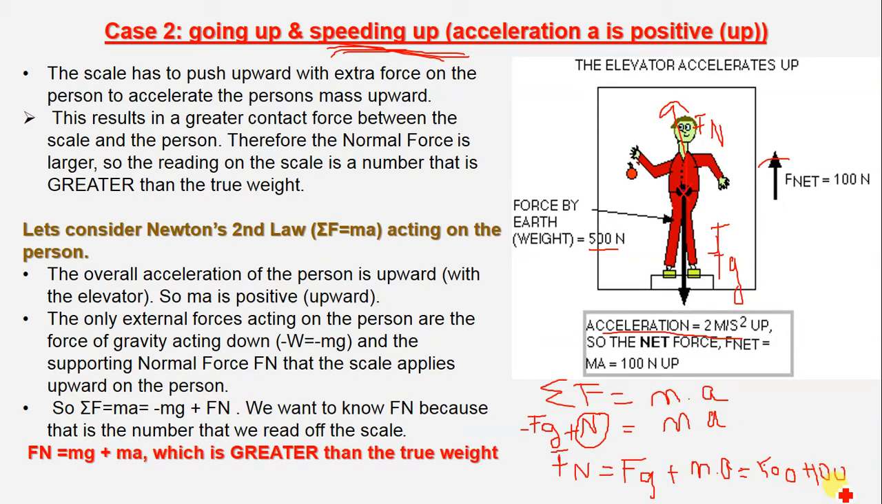So 500 plus 100 is 600. So what are you going to read on the scale below you? You are going to read 600 Newton. So you are going to read a number which is greater than your true weight. Your true weight, what is it? It is 500. And you are going to read what? 600. Because Fn, the force exerted by the scale on you, is 600. Okay, here is the explanation of this case.